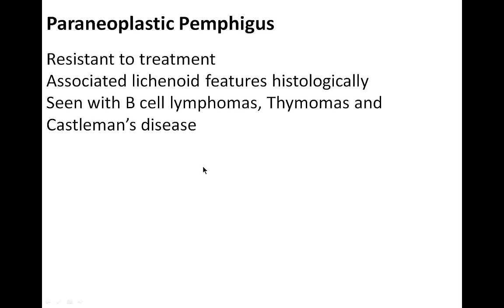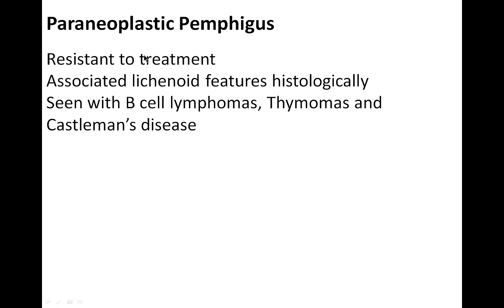Now, there's a few other types of pemphigus that you should be aware of as well. And one of them that we're seeing perhaps more of is paraneoplastic pemphigus. This is where a pemphigus-like syndrome is associated with an underlying malignancy. And it's usually seen with B-cell lymphomas and non-Hodgkin's lymphomas, thymomas, which are tumors of the thymus gland, and a rare lymphoproliferative disorder called Castleman's disease. You need to look that one up.